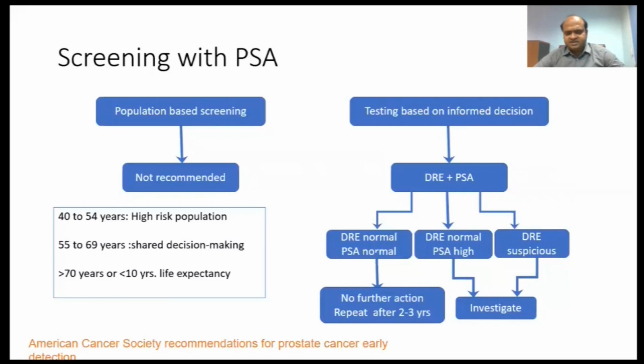So if I summarize the role of DRE and PSA, say in a patient who is 60 years old, if we do a DRE and a PSA, and if DRE is normal and PSA is normal, no further action is required. We may repeat both after 2 to 3 years. However, if DRE is normal but PSA is high, then they should be investigated further. And if PSA is normal but DRE is suspicious, then also they should be investigated further with an imaging modality plus or minus biopsy.